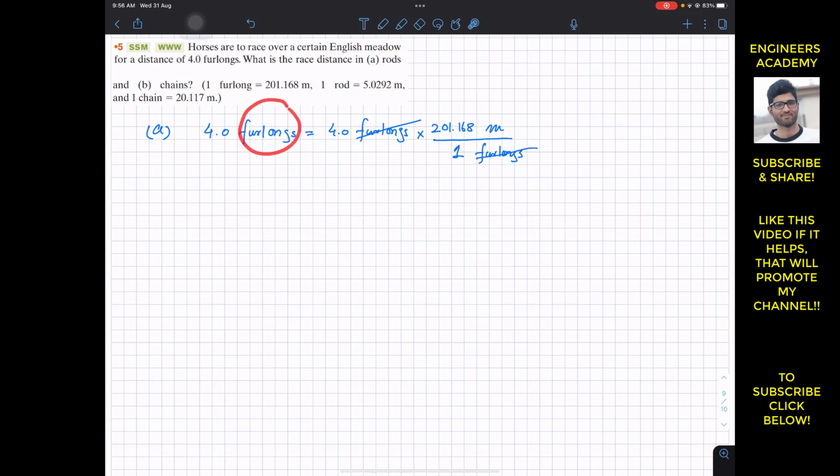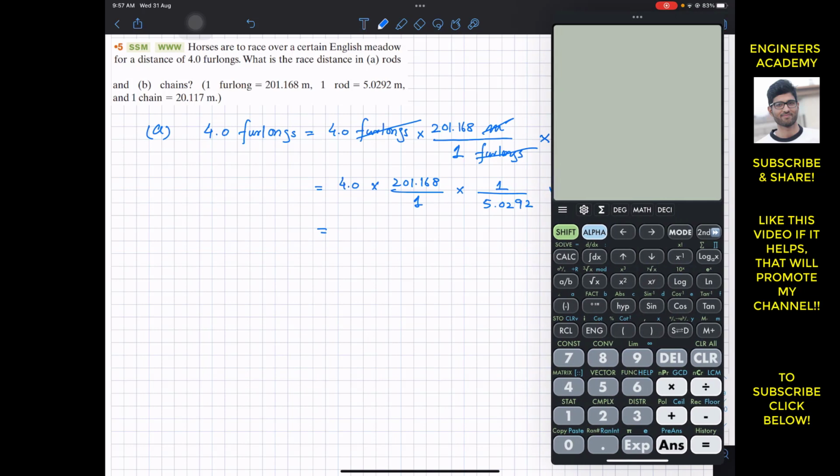Now we need to have this in terms of rods, so we multiply by another fraction in which we want to cancel out meters. So in the denominator we need the meter units, and in the numerator we need rod, since we have the conversion between rod and meter. So now 1 rod is equal to 5.0292 meters. So meters will cancel out and we will have the answer in rods. So this is 4.0 into 201.168 divided by 1, multiplied by 1 divided by 5.0292, and we are left with rods.